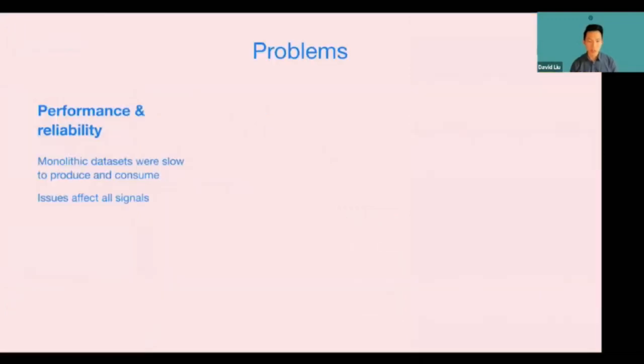First, the jobs to build these data sets became huge, slow, and unreliable over time. Issues would often affect all the signals simultaneously. Second is quality. Signal authors would eventually leave the company, and we weren't monitoring for freshness or quality, so data sets could go stale, sometimes for months at a time. It was really hard to pinpoint problems and to roll back data sets.